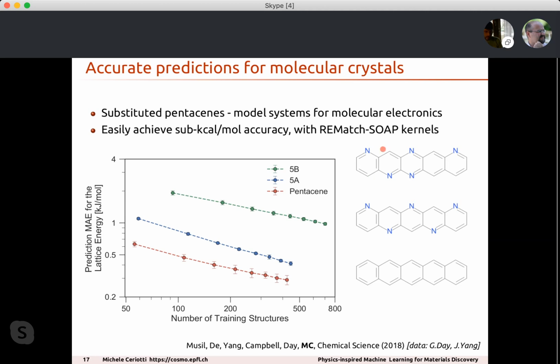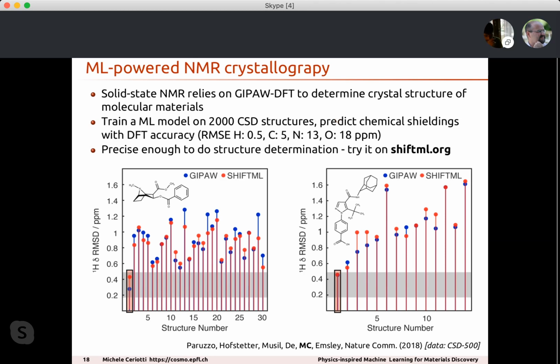Another aspect that I want to stress is that you might also want to be able to study properties that are not just the potential energy. And here I have a nice example, which is the prediction of the NMR chemical shieldings in the solid state. And this is something that we are actually doing in collaboration with the experimental group of Professor Emsley at EPFL.